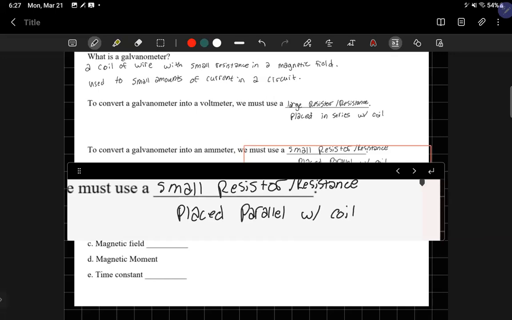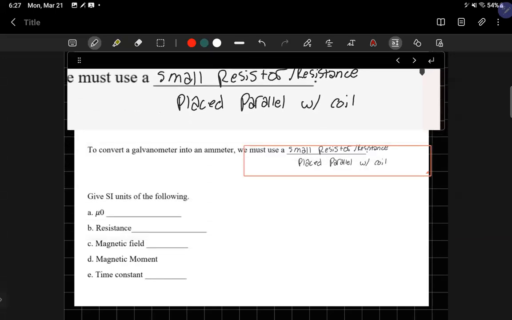Okay. The next part is just SI units. Now, I don't know why I didn't put a line here. Resistance, I know that one, I know that one. Not 100% sure on that one. Not 100% sure on those two.